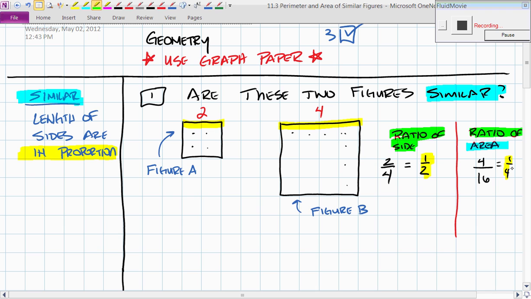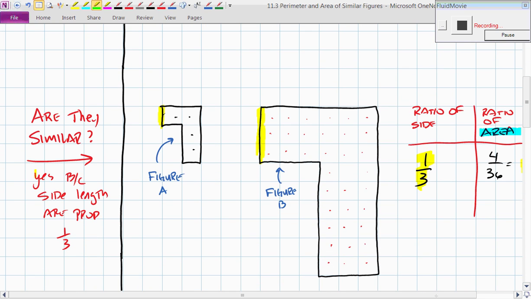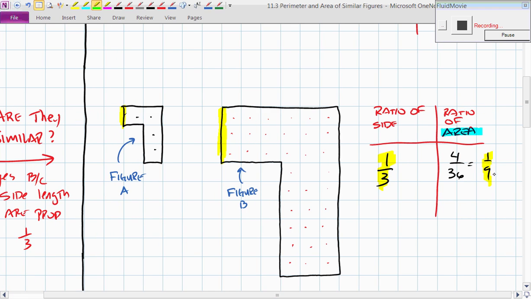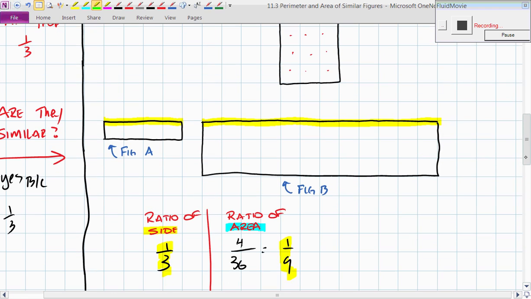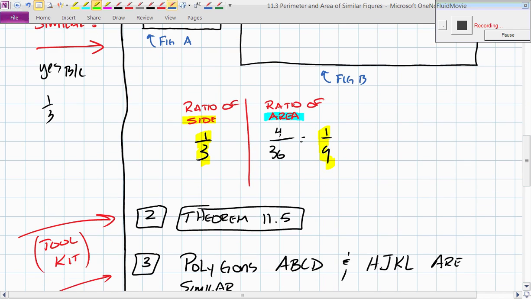You guys see it? Same thing over here, right? We found that 1/3 squared is the ratio of the areas, which was 1/9. And then again down here, as long as the figures are similar, the ratio of the sides is 1/3, the ratio of the areas is 1/9. You guys, that's what's going to go in our toolkit. Okay? It's going to look like this.